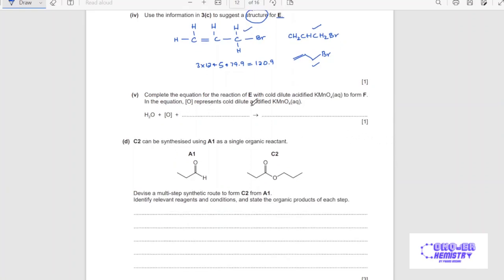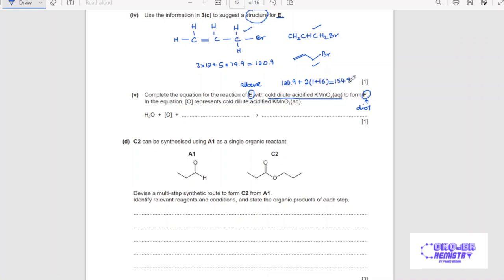Now, next part says that we need to complete the equation for the reaction of E with cold dilute KMnO4. This information was already given to us. We know that when an alkene, E, reacts with cold dilute KMnO4, then F, with the OH group that we saw earlier, is going to form a diol. It's going to have two OH groups added to it. So if I add to 120.9, the Mr of E, the Mr of two OH groups, 2 times (1 plus 16) for each OH, it's going to give me 154.9.